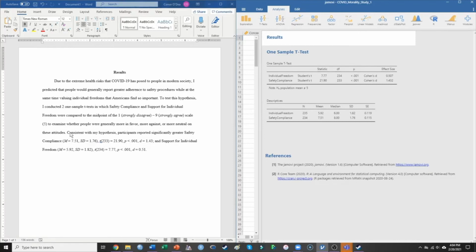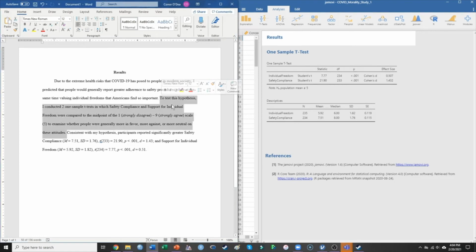Now, one of the things is I'm giving the reader quite a bit of information here. Depending on how many words a particular journal might allow, depending on the length of the paper that I'm allowed here, I might cut some of this because it is technically in the method section. But this would kind of be the ideal of what you would want to tell your reader. Then you want to tell your reader what you found. So, consistent with my hypotheses, participants reported significantly greater safety compliance, and I give the mean and the standard deviation here.